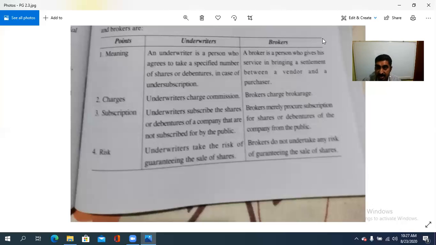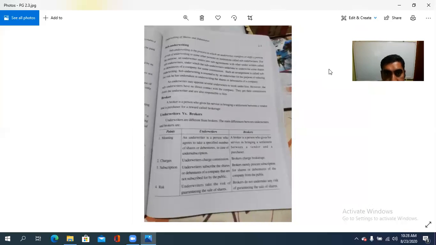Then the risk is higher: underwriters take the risk of guaranteeing the sale of shares, while brokers do not undertake any risk of selling or guaranteeing the sale of shares. So these are the differences between underwriters and brokers.